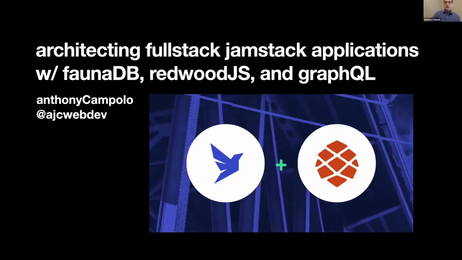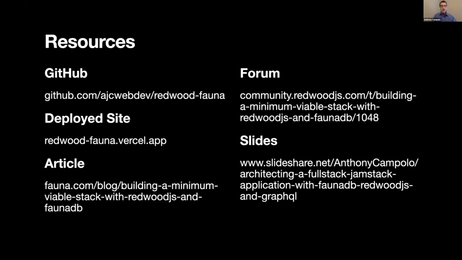All right, cool. So my name is Anthony Campolo, and I'm going to be talking about architecting full-stack Jamstack applications with FaunaDB, RedwoodJS, and GraphQL. And I wrote an article about this. So here's kind of all the resources. There's a GitHub repo. There's the actual deployed site that I'm going to be showing you.